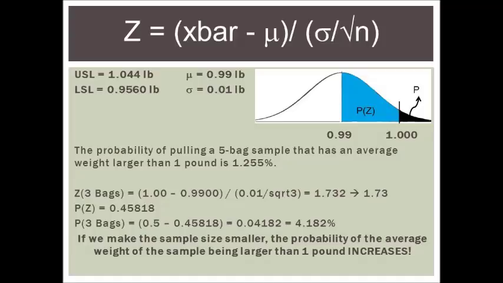The probability associated with z is 0.45818. And we find that the probability of pulling a sample of 3 bags from our bin and taking the average, and the average being greater than 1, is 4.182%, which is greater than the probability for a 5-bag sample. So our intuition was right. If we make the sample size smaller, then the probability of the average weight of the sample being larger than a pound increases.